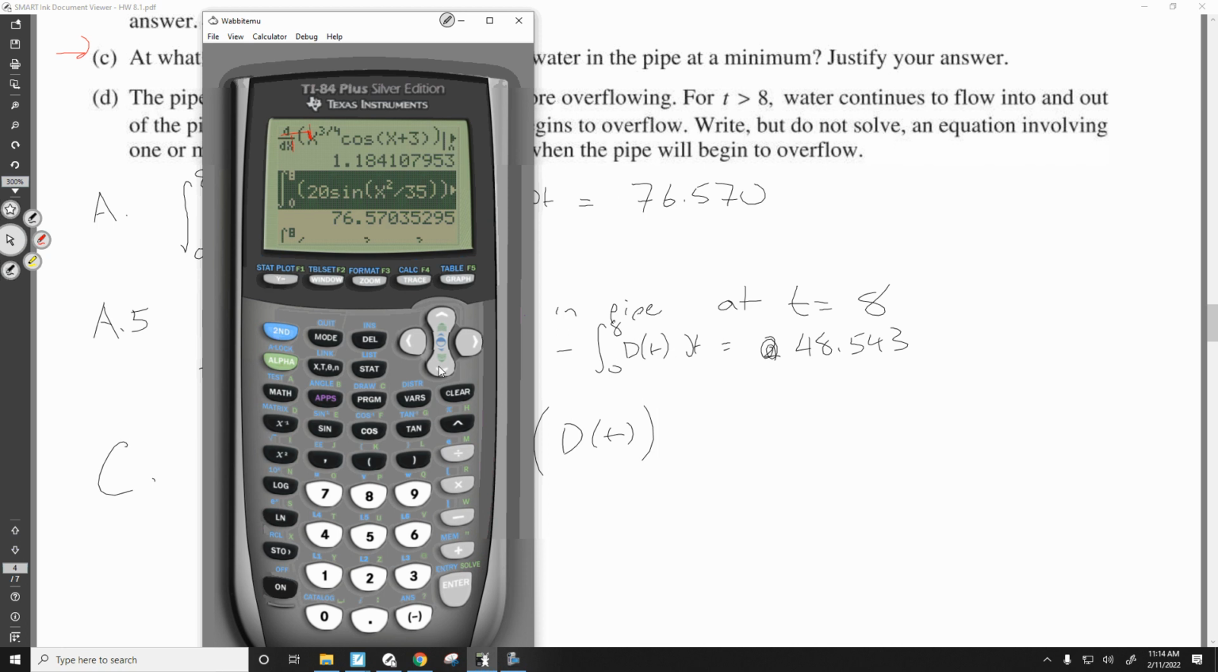You took 0 to 8 of R, you got 76.57. 0 to 8 of D, you got 58.026. You took 30, you added that, you subtracted that, you got 48.543. In y equals, we graph R minus, and in a big set of parentheses, D. Okay?